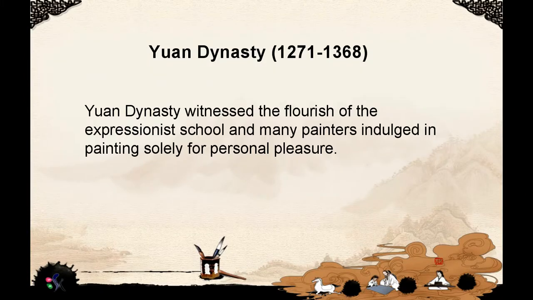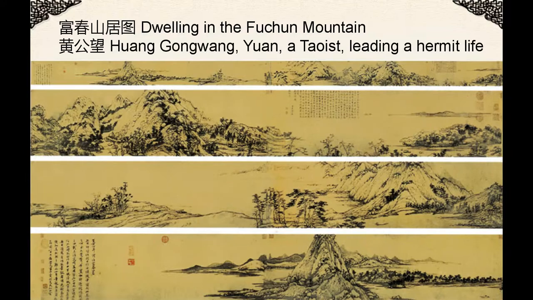Yuan dynasty witnessed the flourish of the Expressionist school, and many painters indulged in painting solely for personal pleasure. Dwelling in Fuchun Mountain was painted by Huang Gongwang of the Yuan dynasty. It is ranked as one of the 10 best paintings in Chinese history, having had enormous influence on later ages. The landscape paintings of the Song and the Yuan dynasties were outstanding.